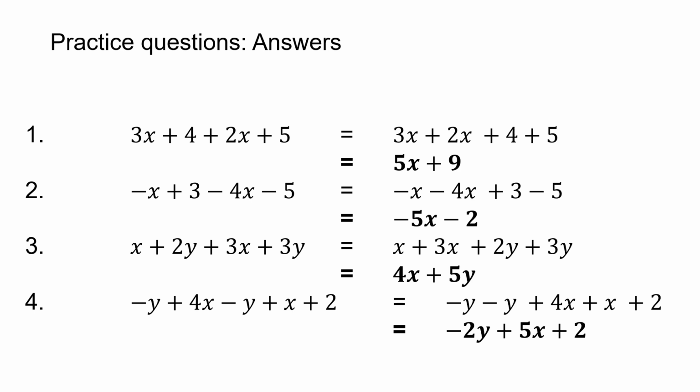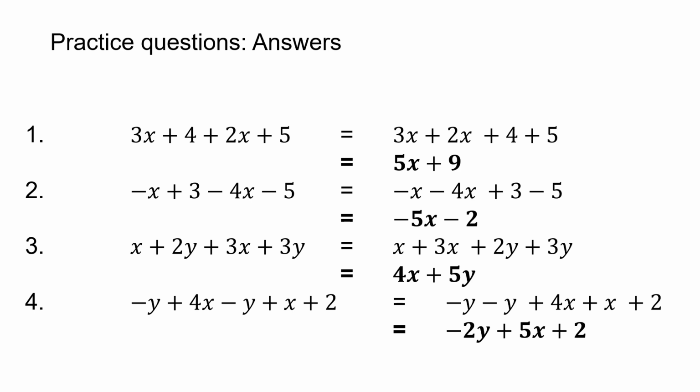Third question, x plus 2y plus 3x plus 3y. Again, grouping the x terms on the left gives us x plus 3x. Then grouping the y terms on the right gives us 2y plus 3y. Bringing this all together, we get 4x plus 5y.